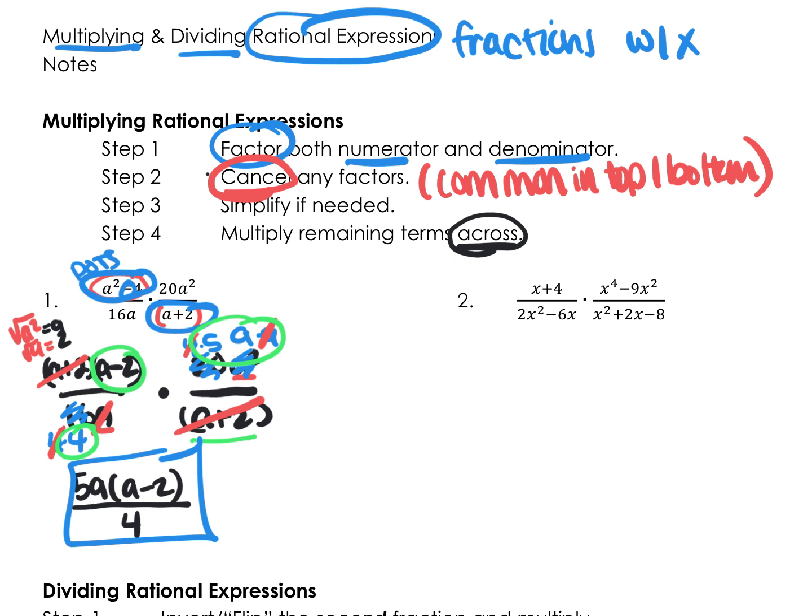So let's try number 2 now. So we're going to factor this. x plus 4 doesn't need to be factored. It will just stay. It's already a factor. So we'll go ahead and leave that alone.